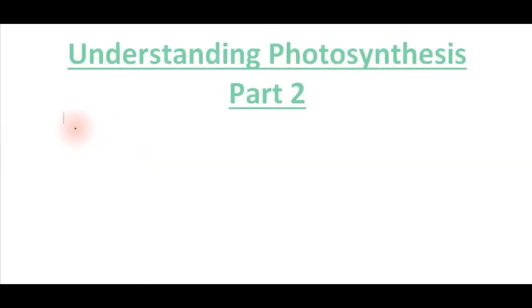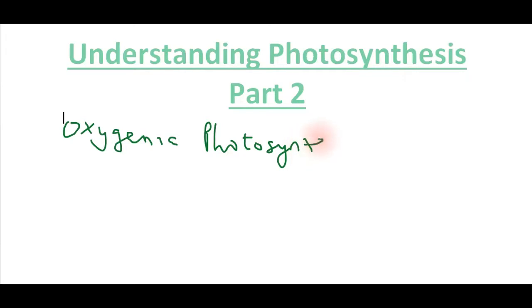There exist two types of photosynthesis. We have oxygenic photosynthesis, and we have anoxygenic photosynthesis.